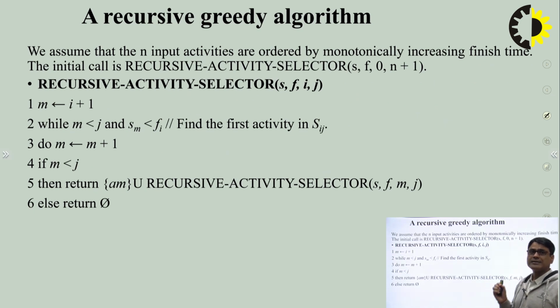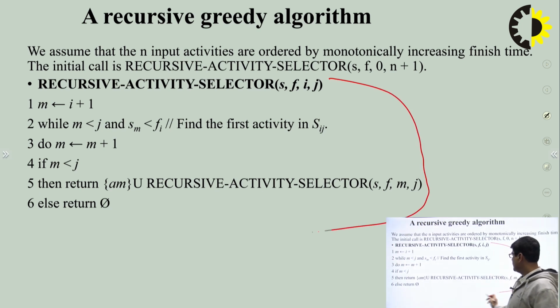Now, this is the recursive activity selector. This is the greedy algorithm which is used to calculate the number of compatible activities for a lecture resource and the maximum compatible activities. There are two algorithms used for that: one is the recursive activity selector and the next one is the greedy activity selector. In the recursive activity selector, you have to see the arguments: start time, finish time, first item and last item.